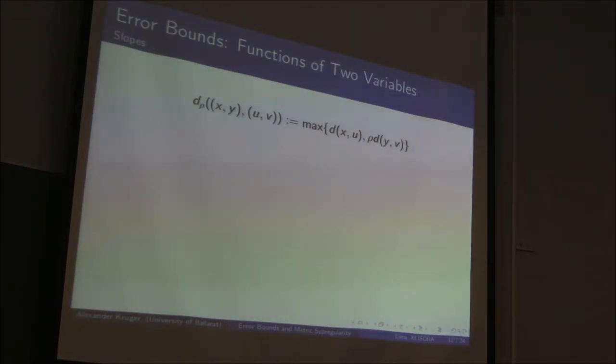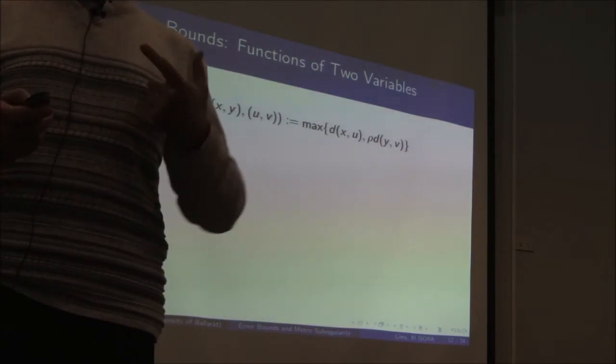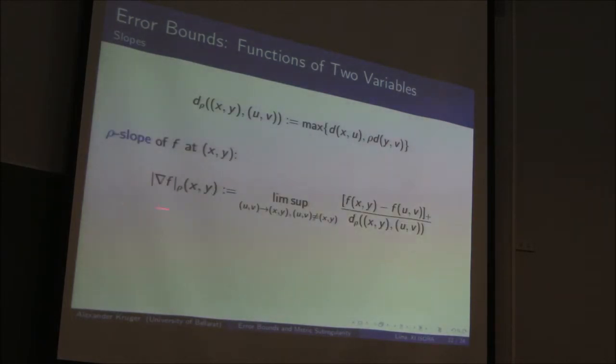Now, a trick which has also been used by many authors: we have two spaces, and we don't have to always use the standard distance. It is sometimes useful to have this non-symmetric distance depending on some parameter rho. Some people prefer to use sum. I prefer to use maximum here. It's not that important. Okay, so having that, the distance depends on rho. We can define the rho slope in the usual way as a function of two variables, just using this distance.